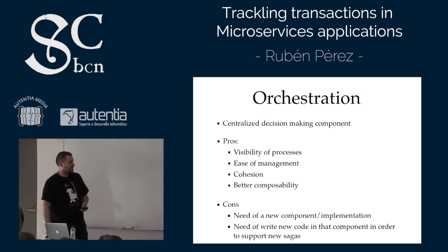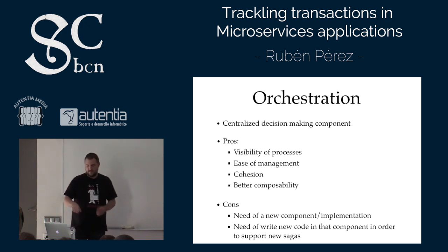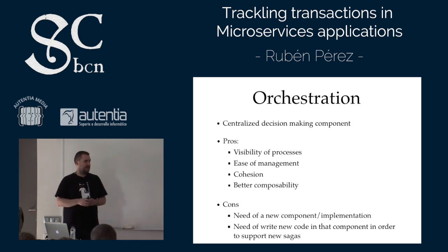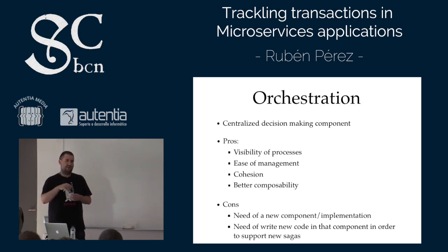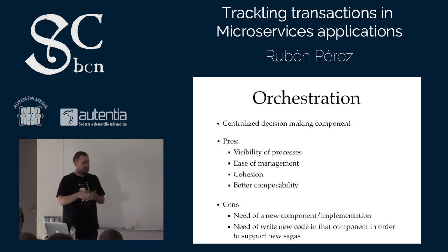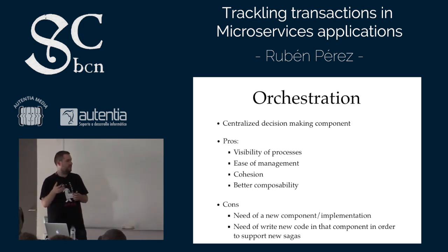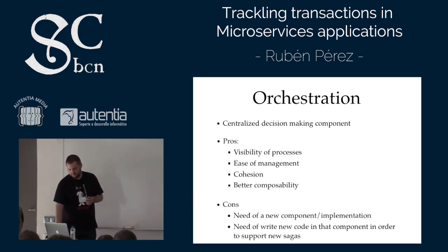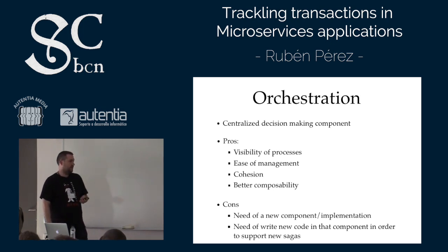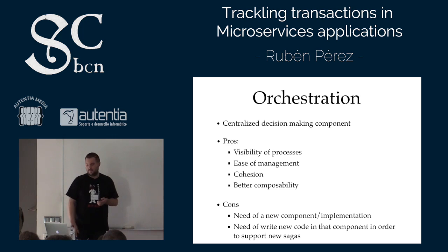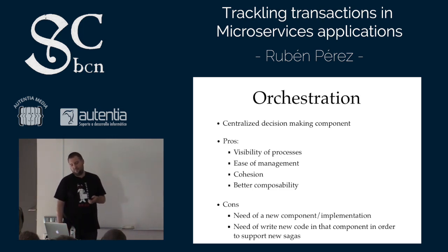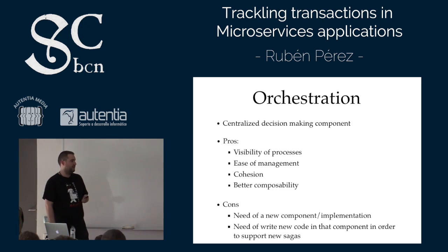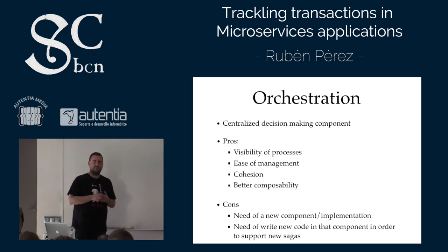And also you increase cohesion and you have better composability. We will see an example later on of that, but the idea is that you are letting your components to be more atomic because they don't have to handle the flow of the saga. And also you are creating a coordinator that its single responsibility is to coordinate and to handle those flows. So you are having higher cohesion throughout your system. And as a con, you need a new component, or at least a new implementation in an existing component, and you would need to write new code in that component in order to support new sagas.